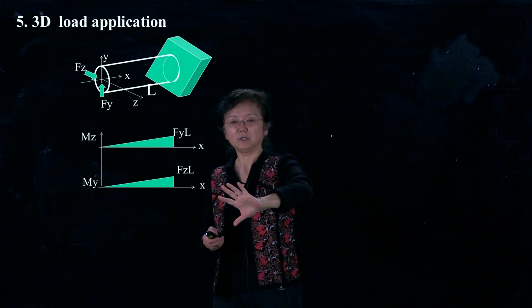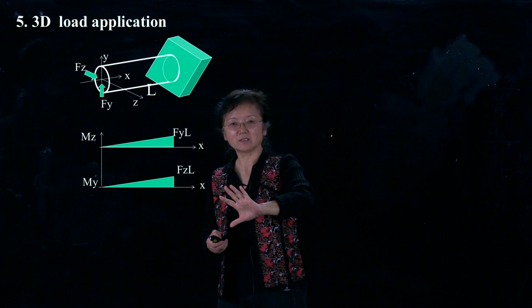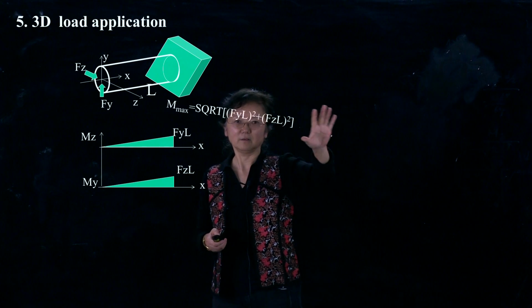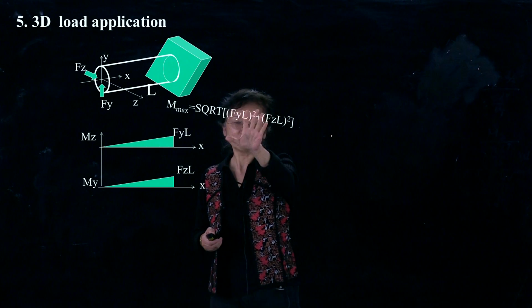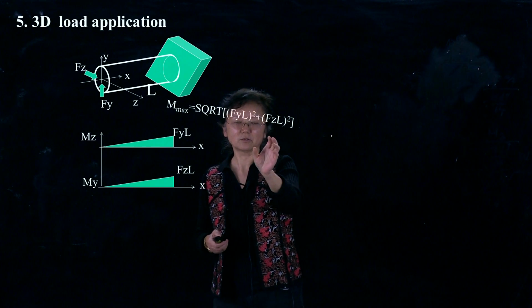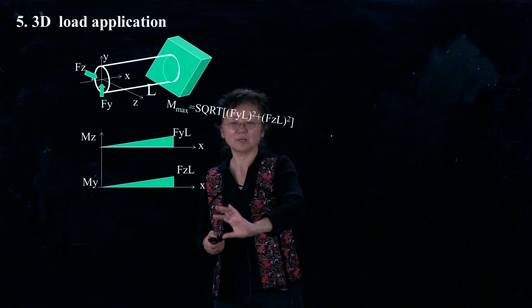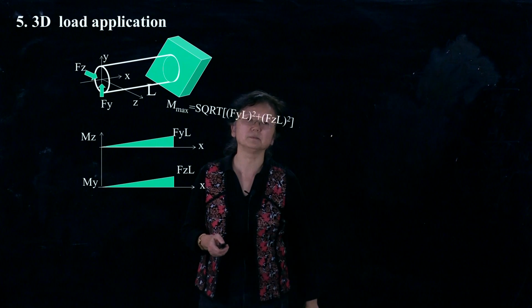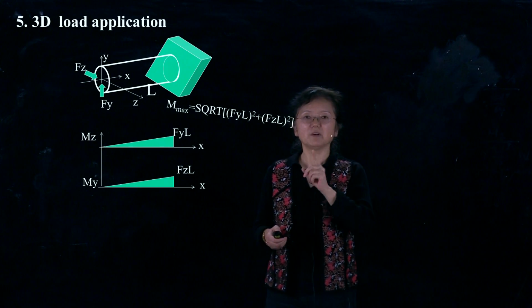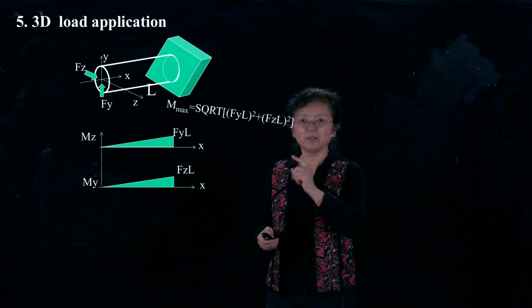So the resultant bending moment is, again, at the wall side. That has to be the vector summation of these two things, as shown by this equation. Maximum bending moment at the wall end is the square of this plus the square of that one, and take the square root. So which point gives us the maximum bending stress?